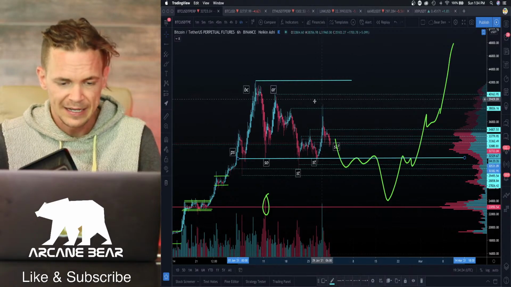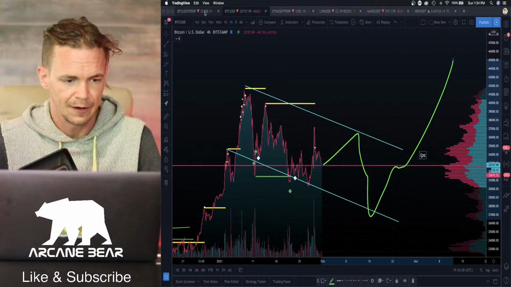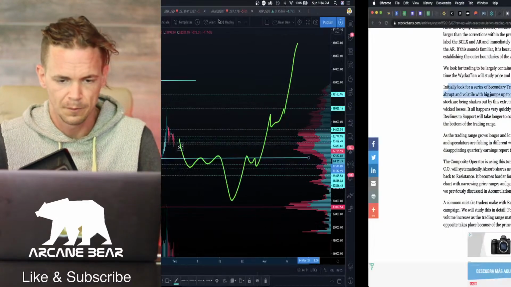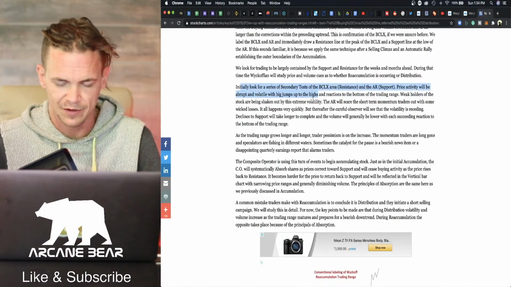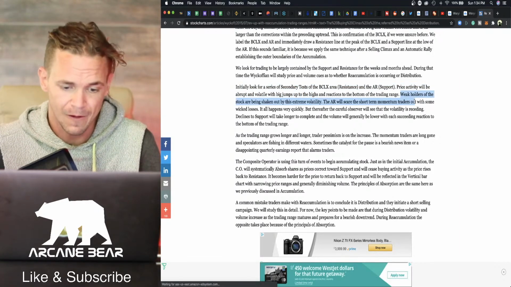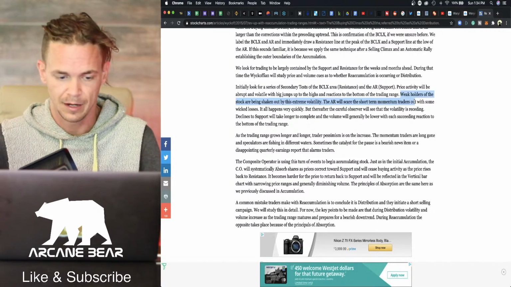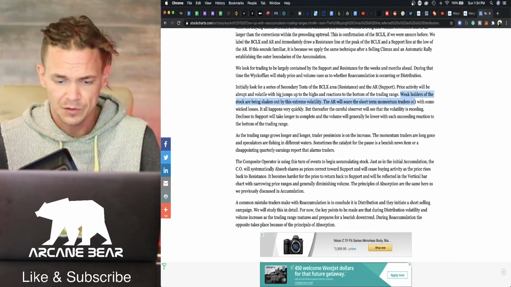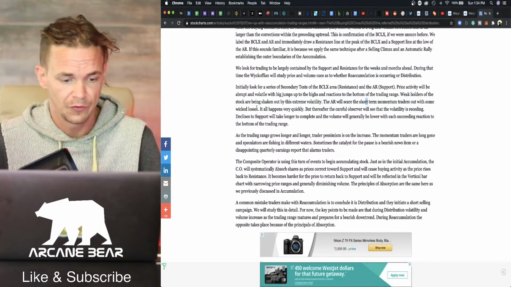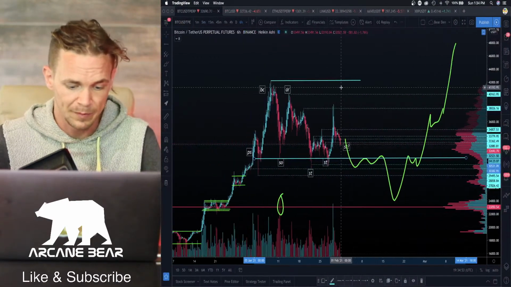So I'm leaning into the horizontal trading range, but it could very easily be a falling trading range. Both are bullish in my mind. And again, the importance of understanding this: weak holders of the stock are being shaken out by the volatility, and that's what I'm trying to stop from happening. That's why I'm arguing a little bit, I apologize. The AR will scare the short-term momentum traders out with some wicked losses. And all this happens very quickly. But thereafter, the careful observer will see the volatility is receding. And this is what we've been looking at.